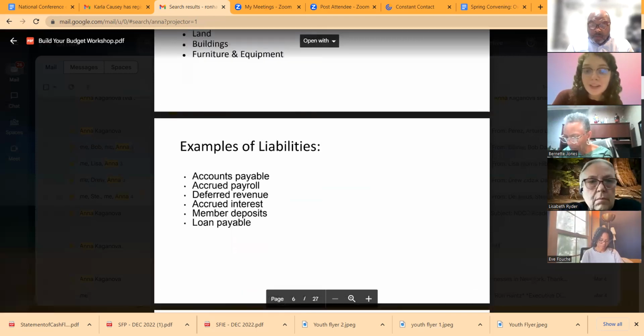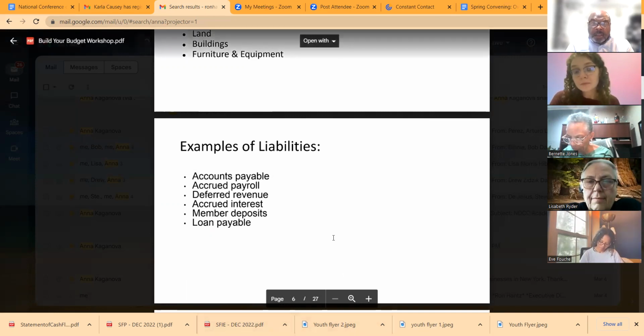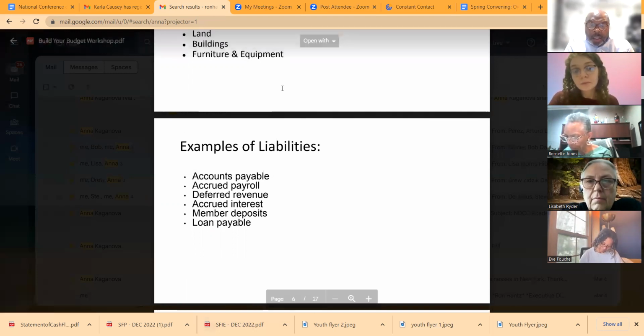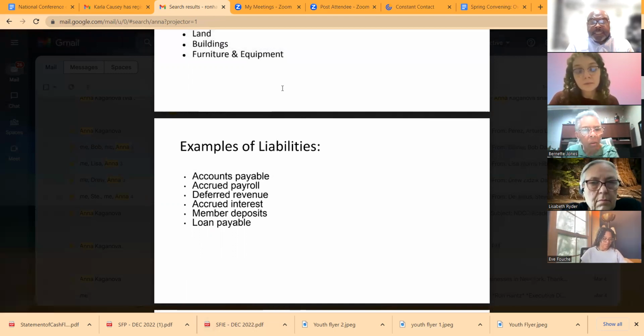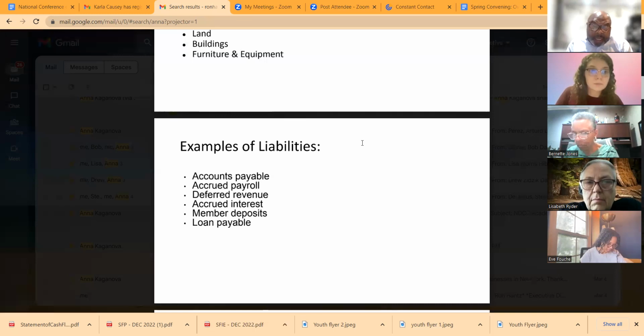Elizabeth asked a question in the chat. She asked if a lease is considered a liability. Yes, I would think so, because it's a payout. So it comes under accounts payable. So yes, I would consider a lease a liability.